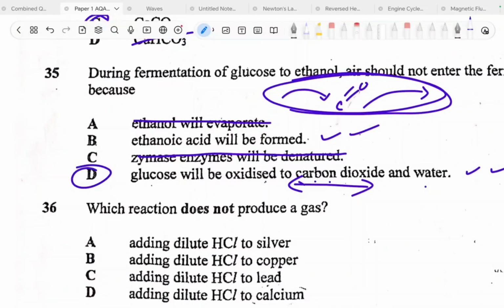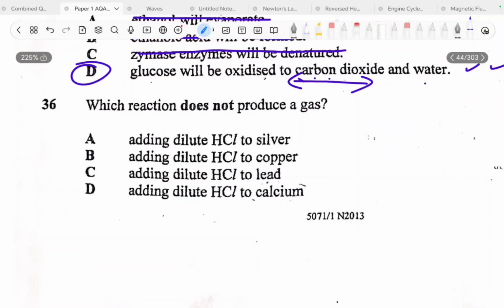Okay, so anyone know why 35D is absolutely the correct answer for O-level? Say it in the comments. But from my experience tutoring people and revising on my own, I have seen D pop up in different examples. So D is an answer you should be confident about. Although B is correct, D is the most correct, if you understand what I'm saying. 36. Which reaction does not produce a gas?